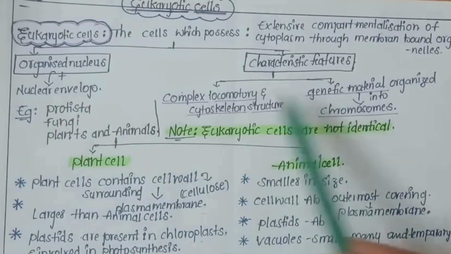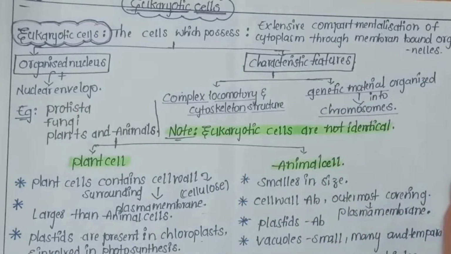As we all know, eukaryotic cells are not identical. Let's differentiate between plant cell and animal cell. Here, the plant cell contains a cell wall as the outermost protective layer, which is made up of cellulose. This surrounds the plasma membrane, whereas in the animal cell the cell wall is absent. The outermost covering is the plasma membrane.